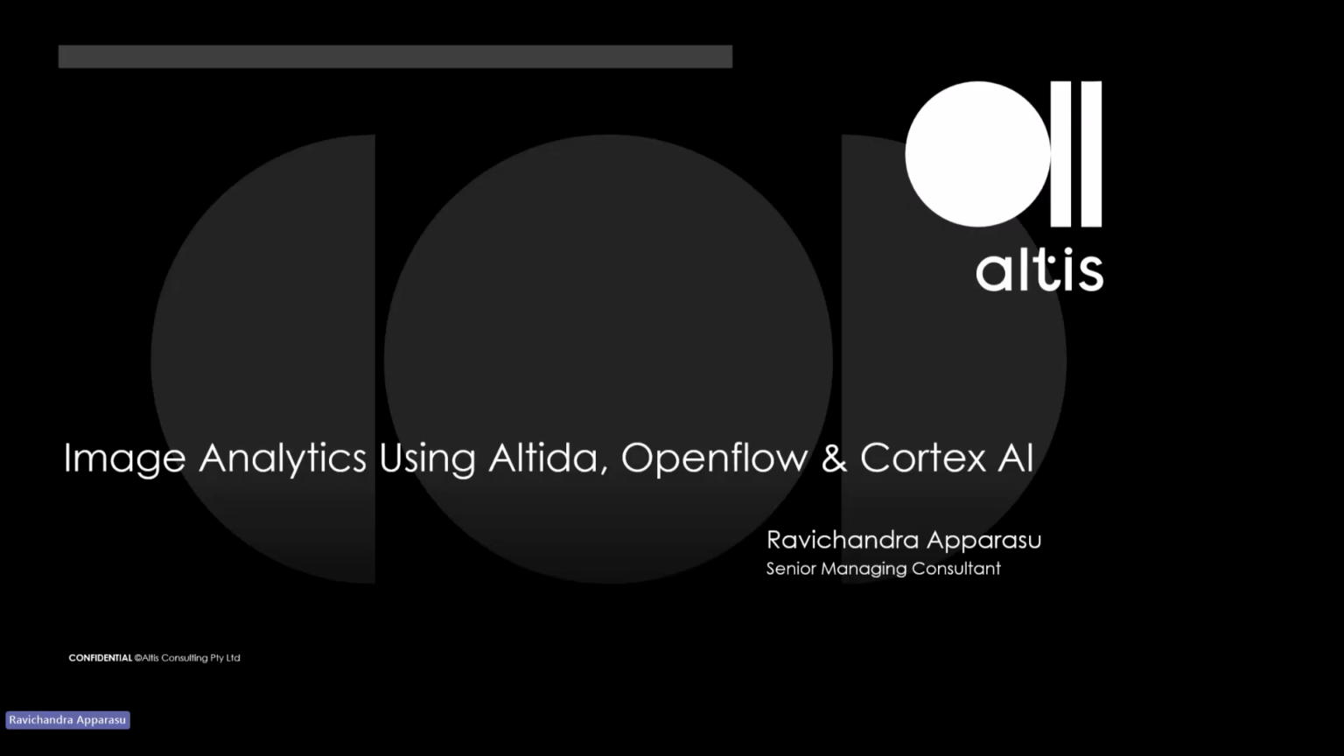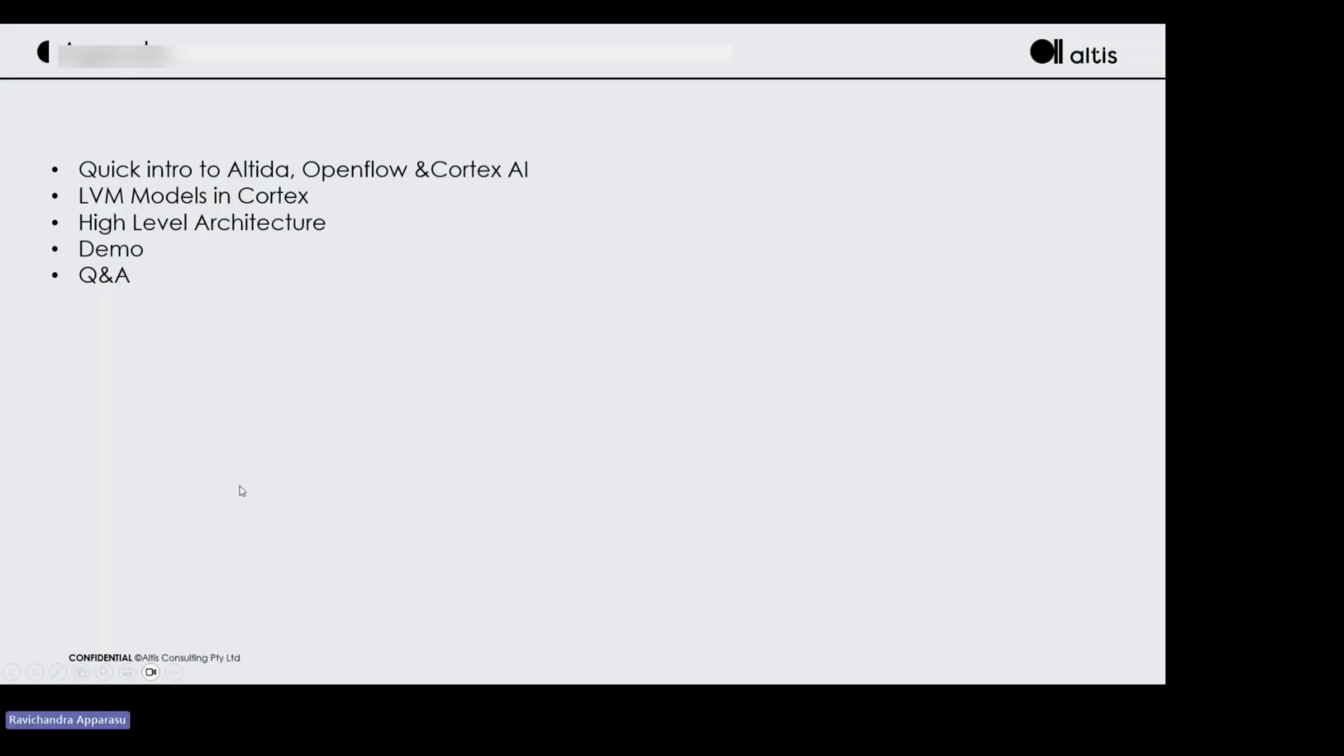and Cortex AI. There is quite a bit of jargon here: Altida, OpenFlow, and Cortex AI. And if you are new to Altis, or if you haven't had a chance to work with Snowflake, then definitely these terms look alien to you. So here is how I structure my presentation. I'm going to spend 5 minutes to give you a quick intro to Altida, OpenFlow, and Cortex AI, because I'll be using these terms throughout my presentation. And then we look at the actual demo, followed by any Q&A.